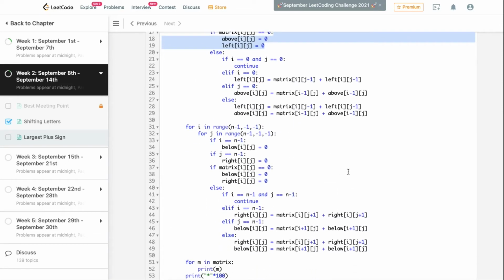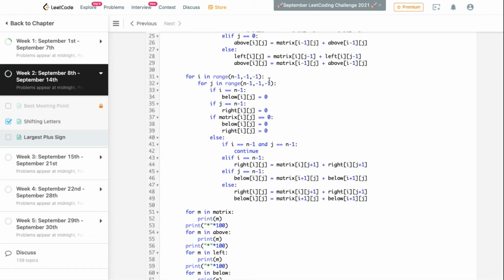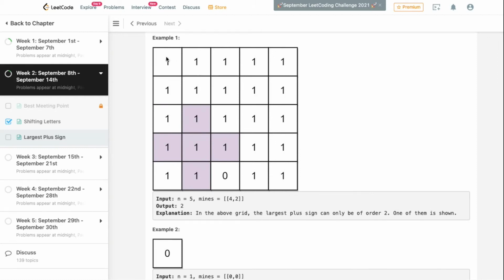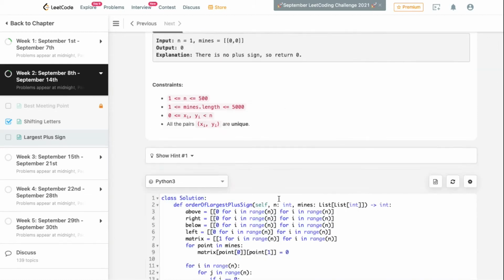Same goes for below and right. For below, in order to make sure, we need to start from the rightmost portion. So in this array, for below and right, we need to start from this index, and for above and left, we need to start populating from this. That will give us the correct output.